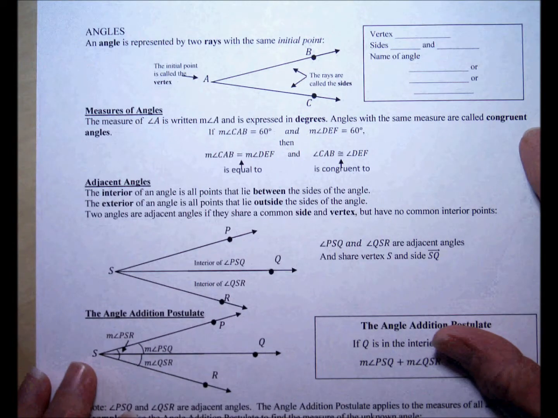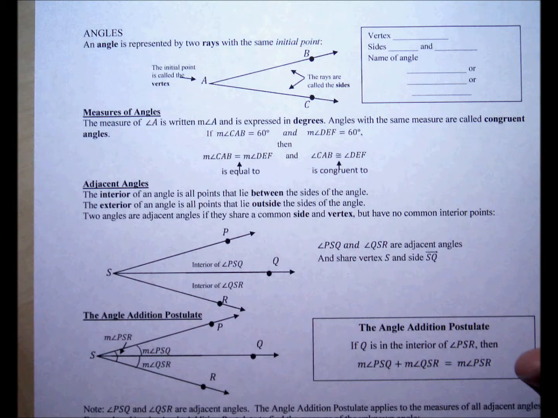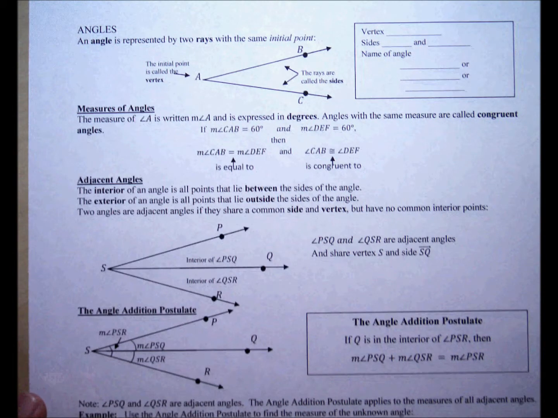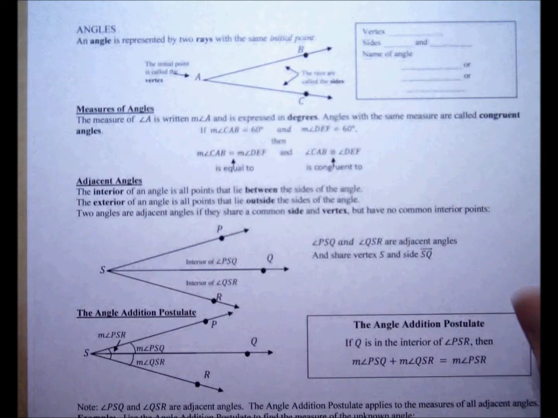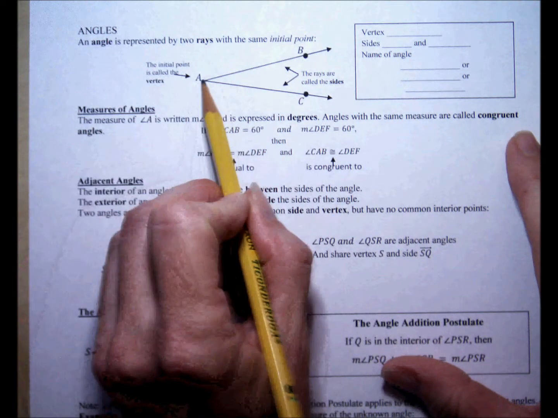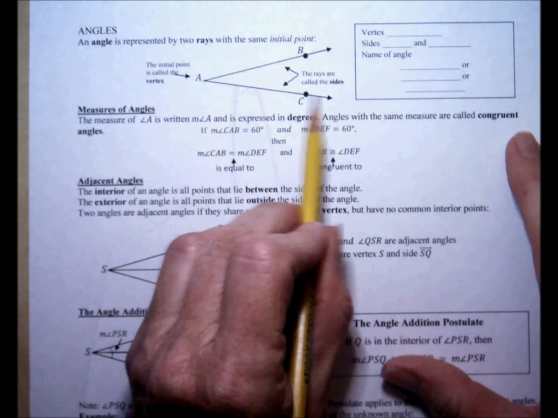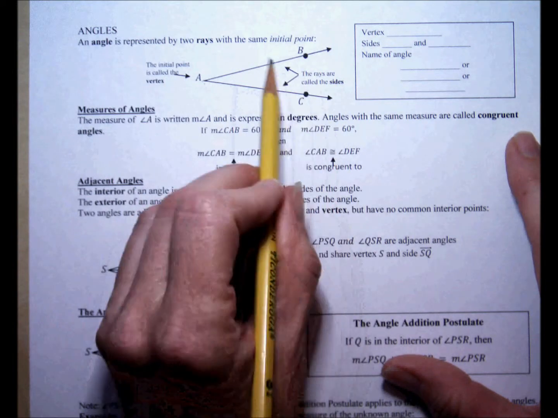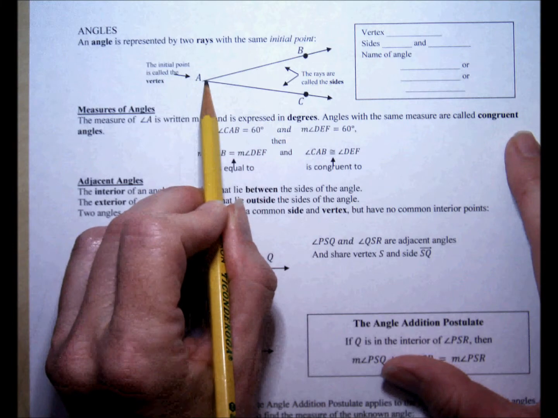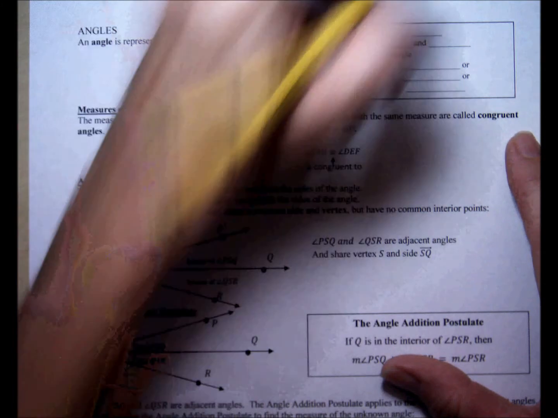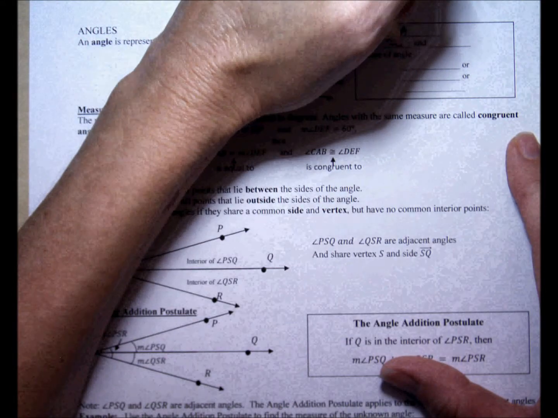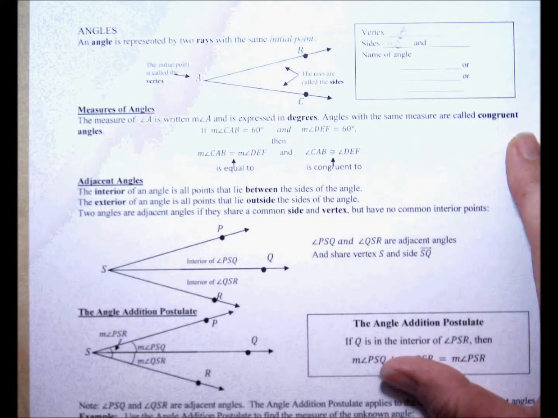An angle is represented by two rays with the same initial point. So here's the initial point, and then we have ray AB and ray AC. The rays are the sides of your angle. The initial point is called the vertex. So in this case, we have an angle with vertex A and sides ray AB, remember to put your little arrow above it, and ray AC.